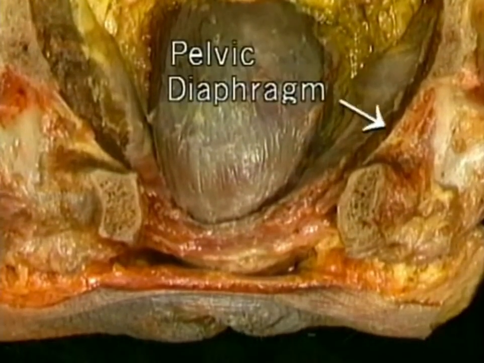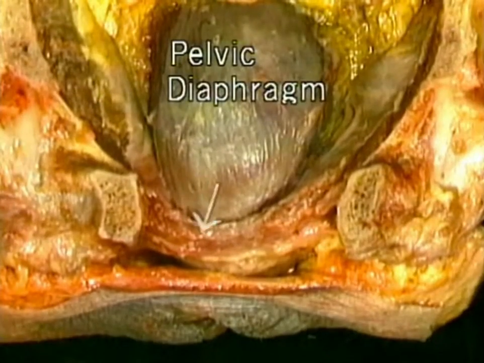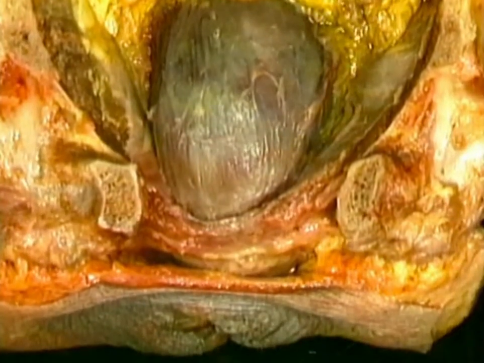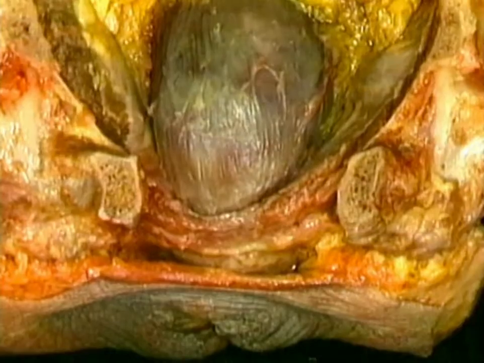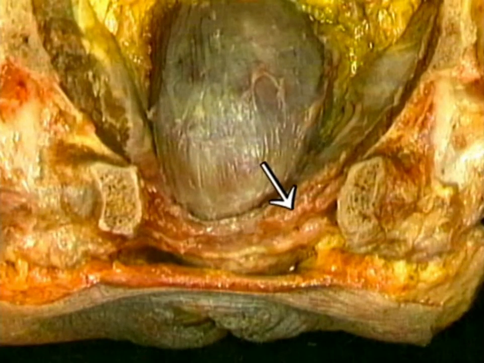Here's the pelvic diaphragm, sloping down on each side. It's formed mainly by the levator ani muscle. This is the puborectalis part of the levator.